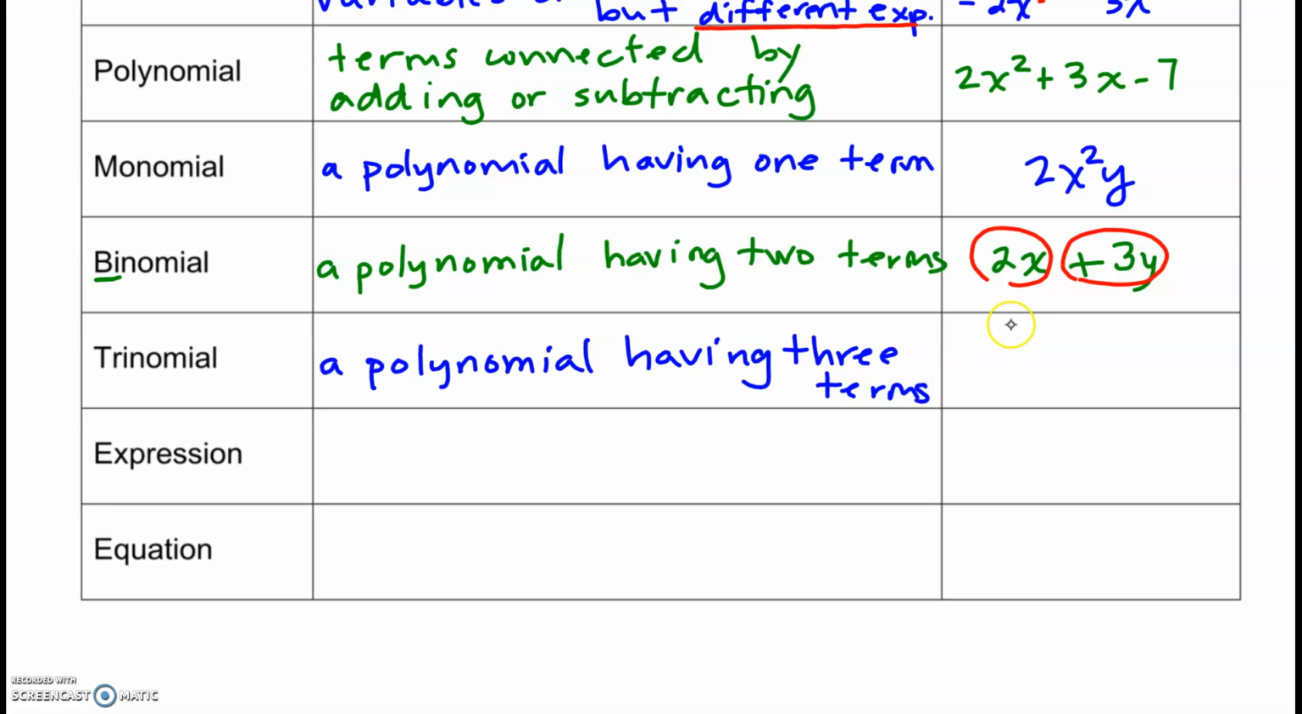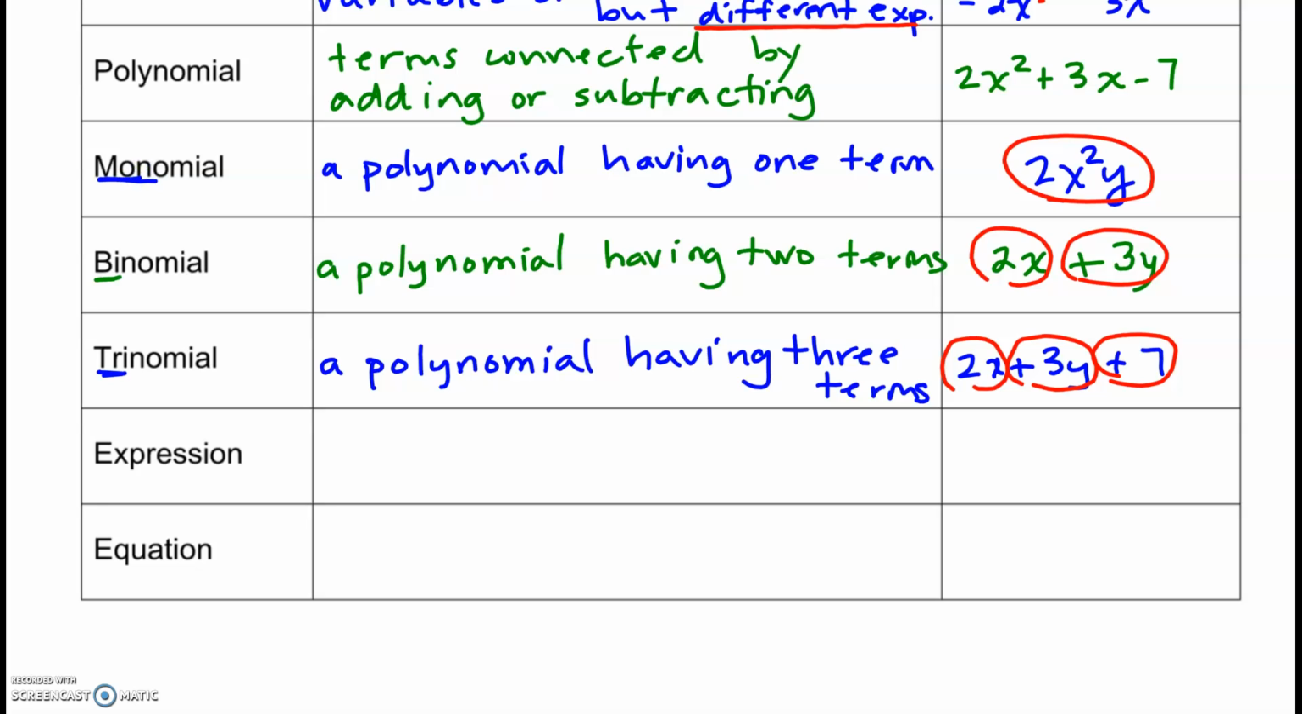And so that could be, let's say if I use 2x plus 3y like I did above, but then I add a constant, a 7. And so if we look, we have 1, 2, 3 terms. And if we go all the way back to the monomial right here, there's no plus or minus sign. So that's where I just have my 1 term. So we have 3 terms as a trinomial, 2 terms as a binomial, and 1 term as a monomial.